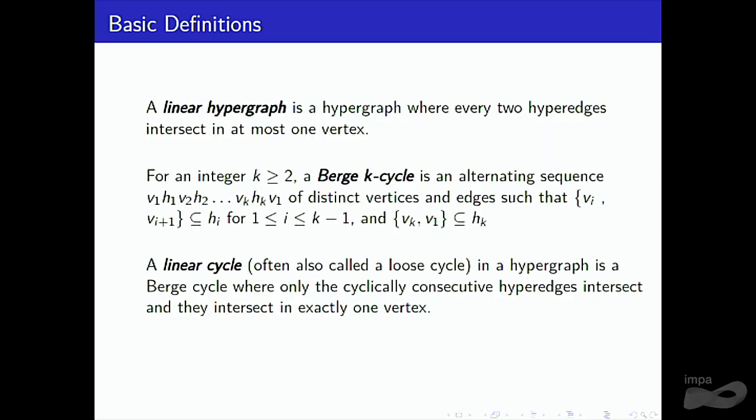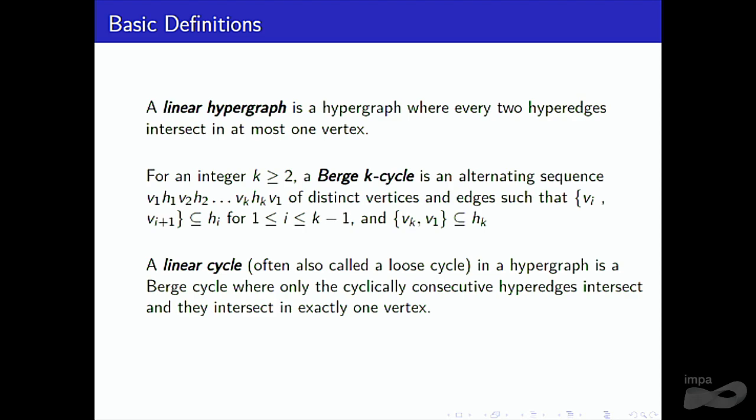So let's start with basic definitions. A linear hypergraph is a hypergraph where every two hyperedges intersect in at most one vertex. And let's define the Berge cycle. A Berge cycle is an alternating sequence of distinct vertices and hyperedges, where each hyperedge h_i contains the neighboring vertices v_{i-1}, v_i and v_{i+1}, and there are no extra requirements.